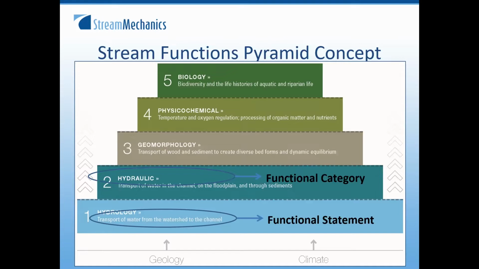So now we have the temperature and oxygen regulation, the processing of organic matter and nutrients. And finally, on top is the biology functions, and that's the biodiversity and the life histories of aquatic and riparian life. And it really is intended to be animal life. And I'll get into that a little bit more as we move in and further flesh out this concept.